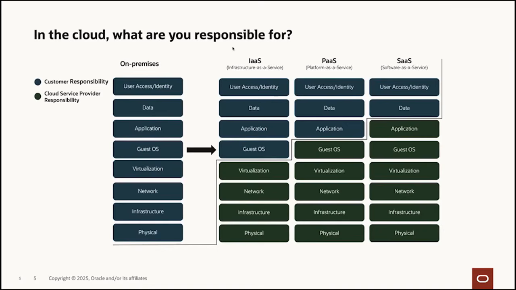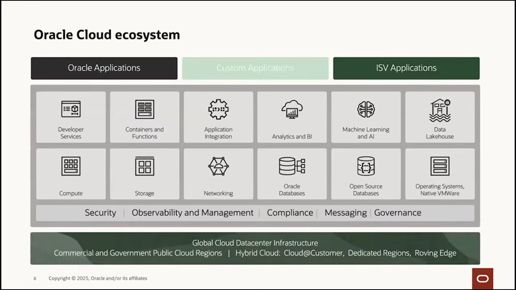So there is a trade-off between control and what you're responsible for when you move through the different service offerings in the cloud. Looking at our ecosystem, OCI offers a broad suite of over 150 cloud services in each region. And OCI costs less than other clouds, especially for foundational services, including compute, storage, and networking. And we have a broad range of options when it comes to different services available.